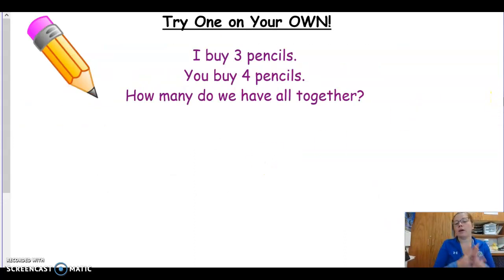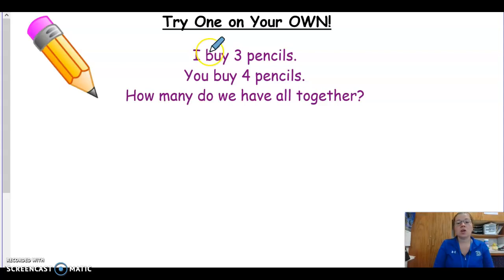If you have a scrap piece of paper or something, or even that math board, I don't have one next to me, but even that math board would be a great place to work these out with your dry erase marker. I buy 3 pencils. You buy 4 pencils. How many do we have all together? Okay, I'm going to give you a clue. When you hear all together, that usually means the total. So it sounds like we're looking for the total.